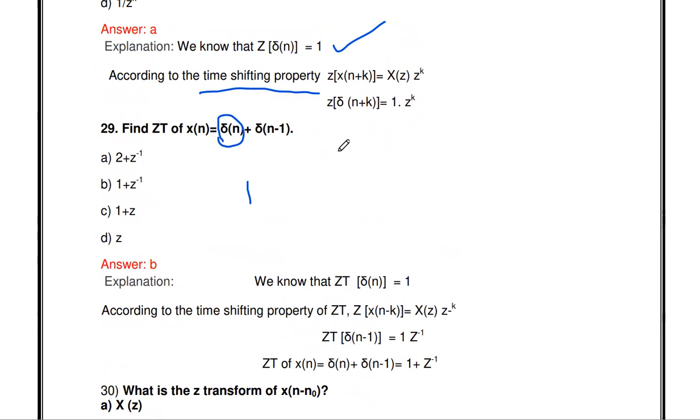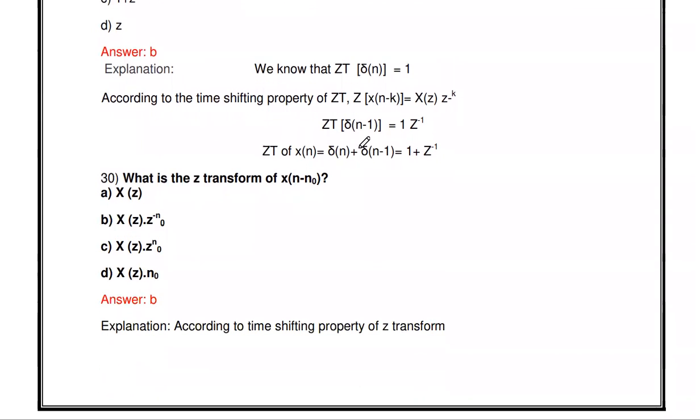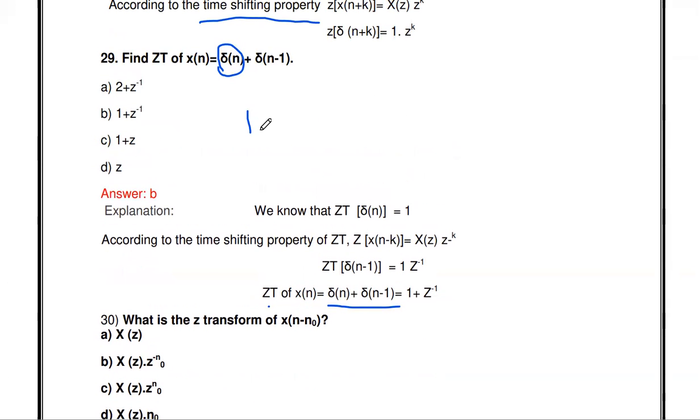According to the time shifting property, we have to solve. The Z transform of delta of n minus 1 is 1 into Z power minus 1. So the Z transform of the total signal is the first answer, 1. For the signal delta of n minus 1, the answer is Z power minus 1. So 1 plus Z inverse is the answer. So B is the answer.